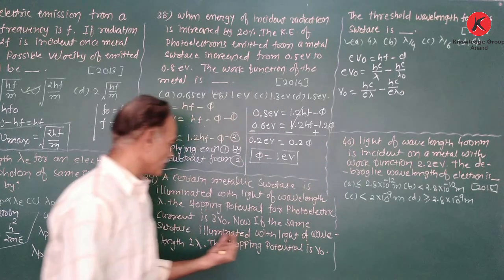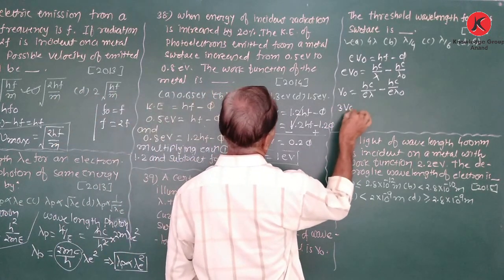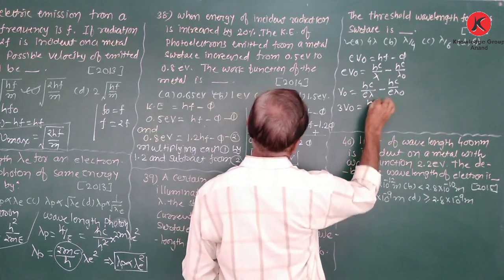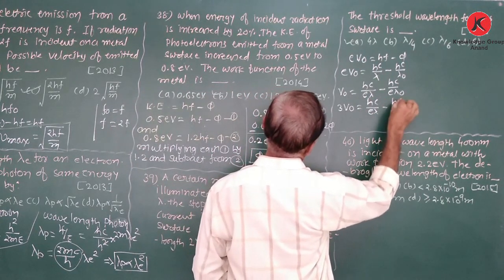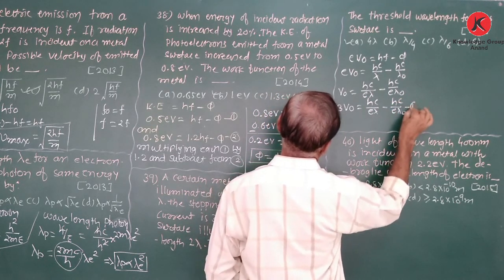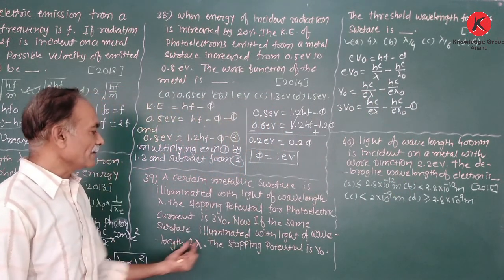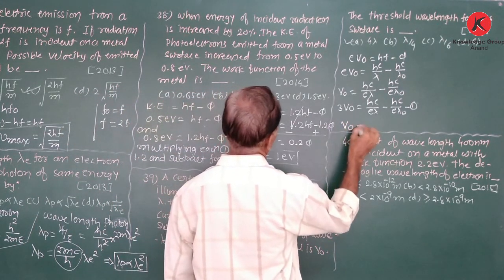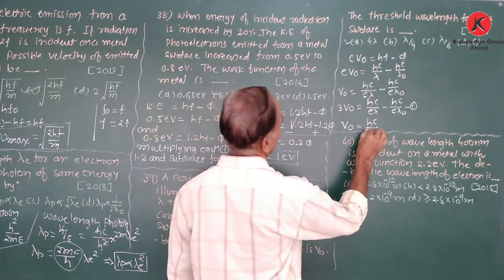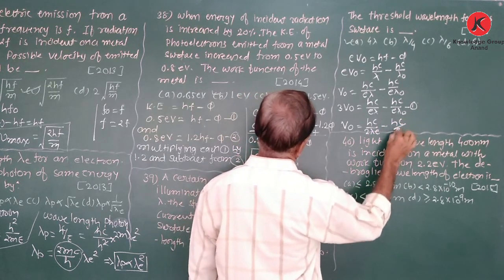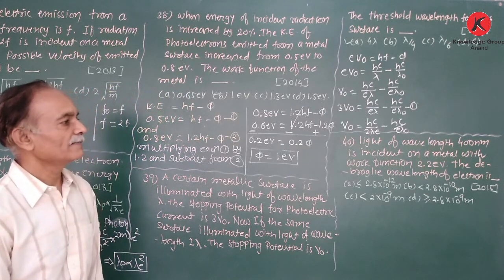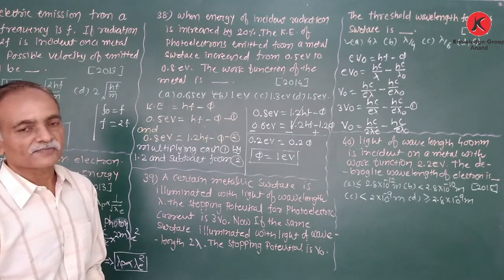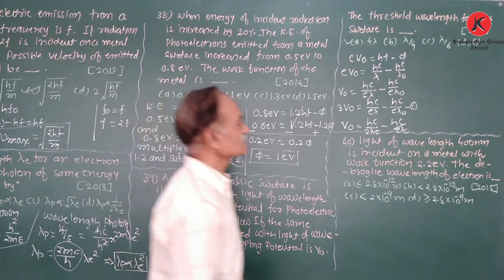Therefore, when the stopping potential is 3V0, at that time the incident wavelength is lambda. Therefore, 3V0 is equal to hc upon e lambda minus hc upon e lambda 0. That is our equation 1. And when the stopping potential is V0, at that time the incident wavelength is 2 lambda. Therefore, V0 is equal to hc upon 2 e lambda minus hc upon e lambda 0. Clear? Now listen, we have to find the threshold wavelength in terms of lambda. That's our equation 2.